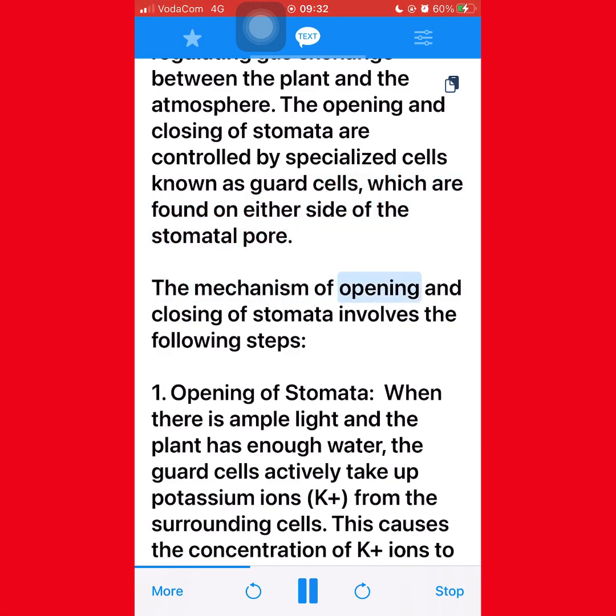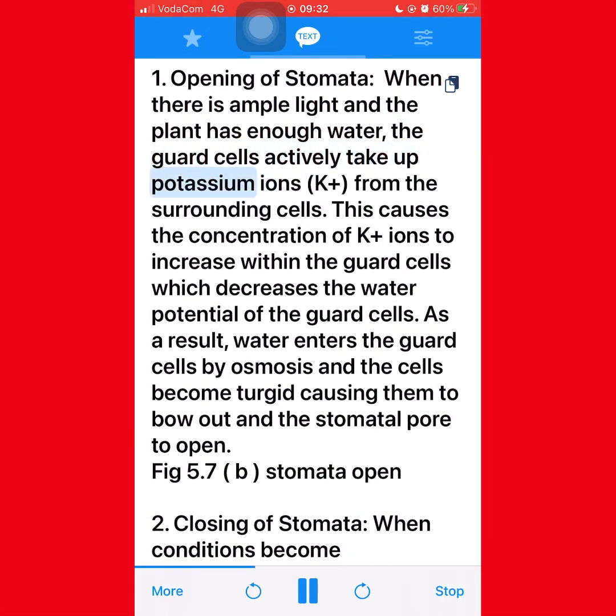The mechanism of opening and closing of stomata involves the following steps. 1. Opening of stomata. When there is ample light and the plant has enough water, the guard cells actively take up potassium ions, K+, from the surrounding cells. This causes the concentration of K+ ions to increase within the guard cells, which decreases the water potential of the guard cells.